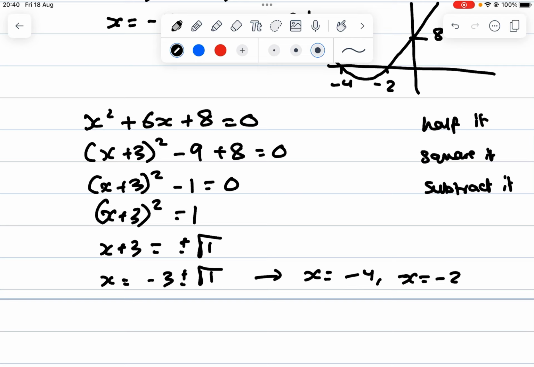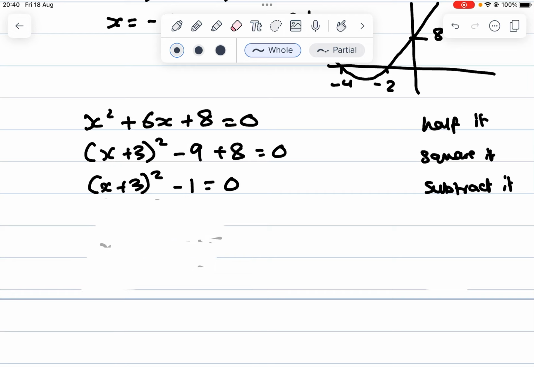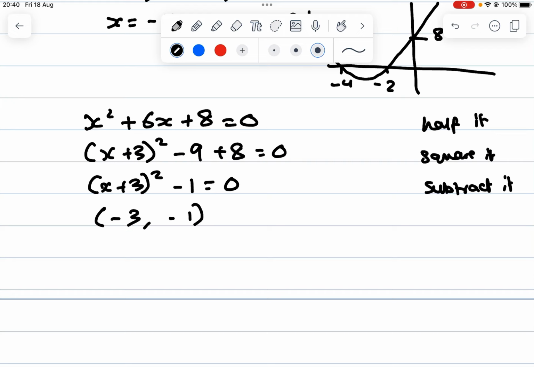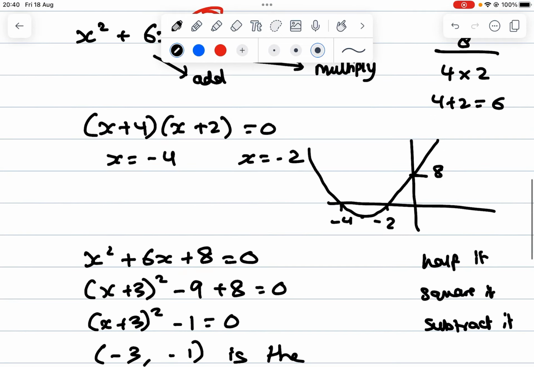But if we actually delete this bit and go back a bit, it tells us, most importantly, the minimum and maximum point. So if I just turn the 3 into a negative, so minus 3, and keep the minus 1 as it is, that is the turning point. So this point over here is minus 3, minus 1. The better you get at sketching, the better you'll get at A-level maths. If you can picture things, you'll be able to tell straight away if something is correct or not.